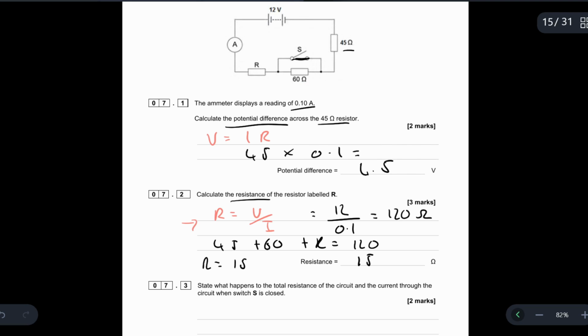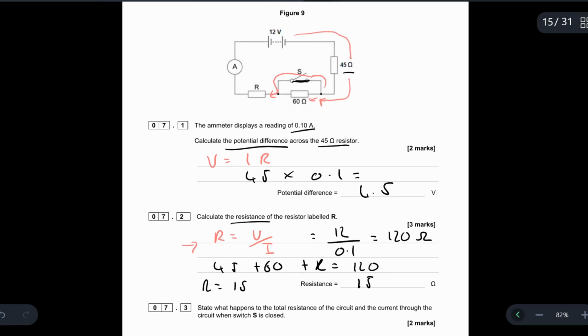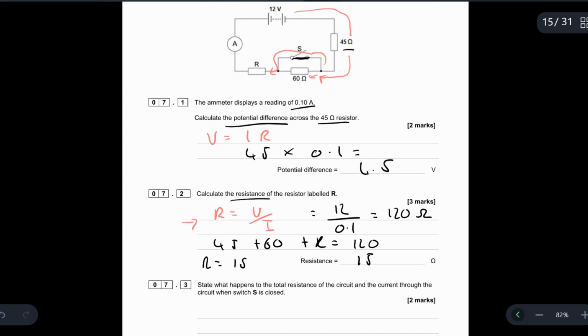If you've got your current flowing through here, through your battery, it flows all the way here. And once it gets to this point, the current has two options. It can either go through the 60 ohm resistor, or it can go straight through here and avoid this resistor completely. The current generally is going to take the path of least resistance. And the path of least resistance in this case will be the path with no resistor. So you can imagine this resistor essentially is going to be cut out of the circuit.